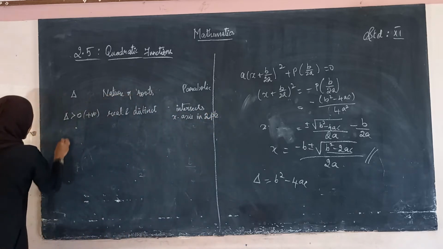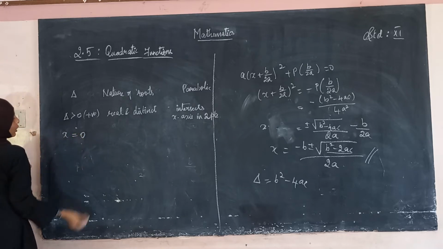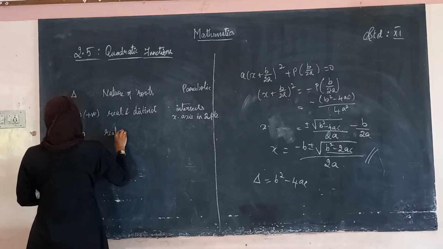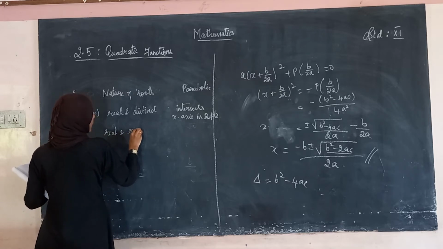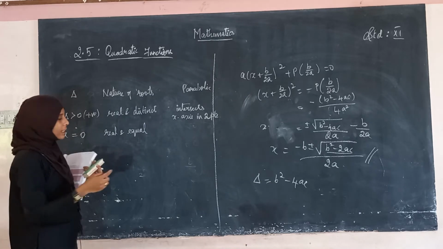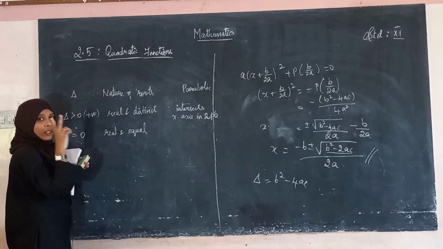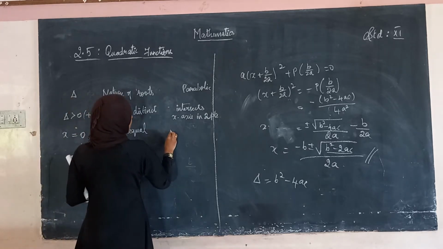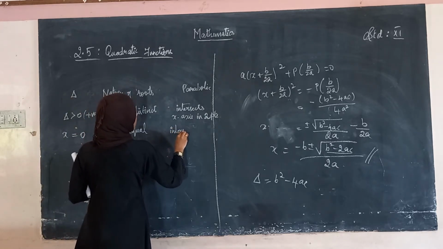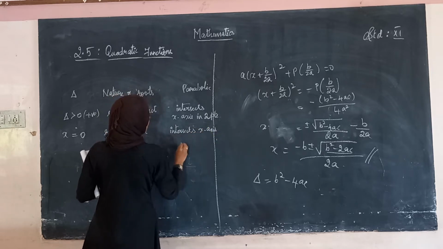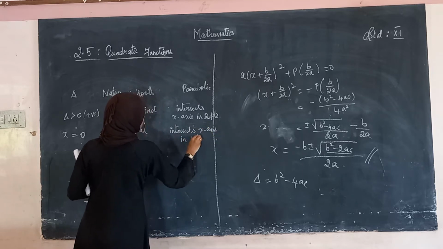If the discriminant is equal to 0, it means the roots are real and equal. This is, roots are real and there will be two roots, but they will be equal roots. So it intersects here. The parabola intersects x axis in 1 point.